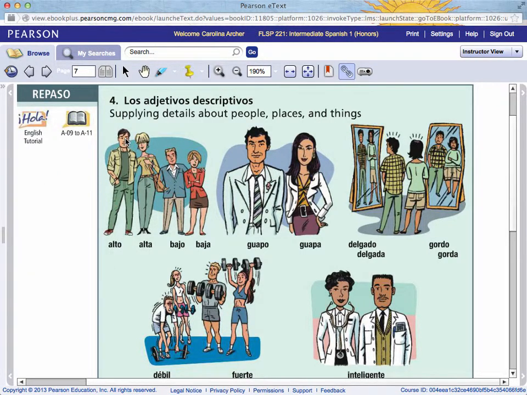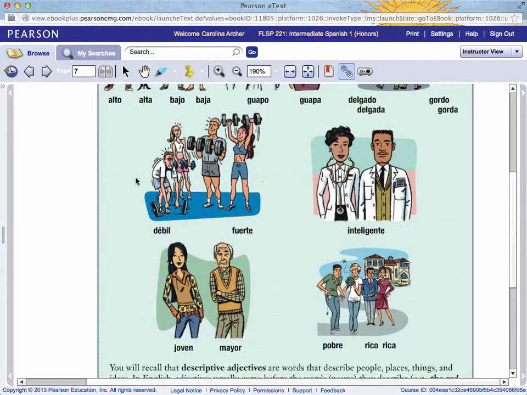Okay? Delgado y delgada. Gordo y gorda. Okay? So the adjectives agree. Débil, él es débil. Ella es débil. Now, if we want to put it in the plural form, remember that if it ends in a consonant, we add es at the end. Débiles. Ellos son débiles. Él es fuerte.